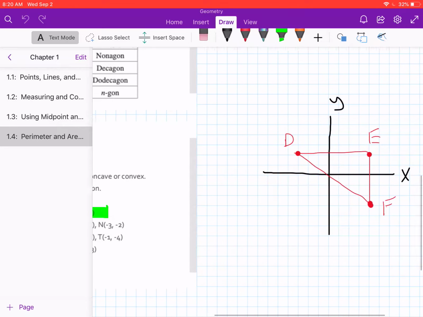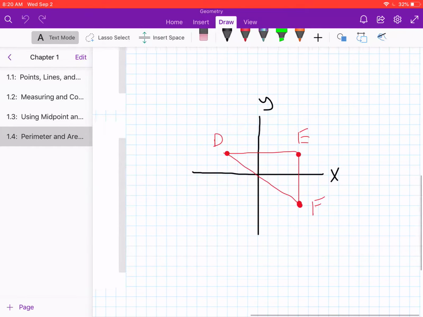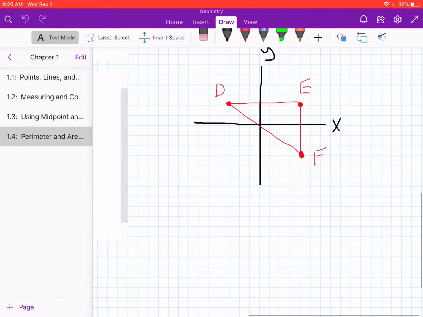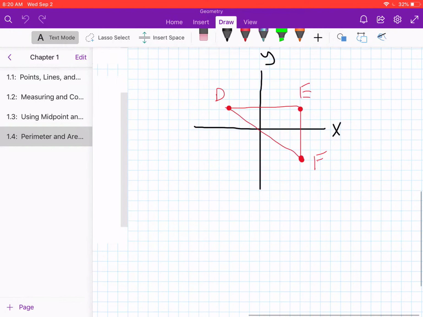I have already graphed it here for us. So first thing, we graphed it, check. Now let's talk about whether it's concave or convex. Okay, this one is convex because it doesn't look like we cut into it. So it's convex. And now we're going to try to find the perimeter, and then we're also going to try to find the area for fun.